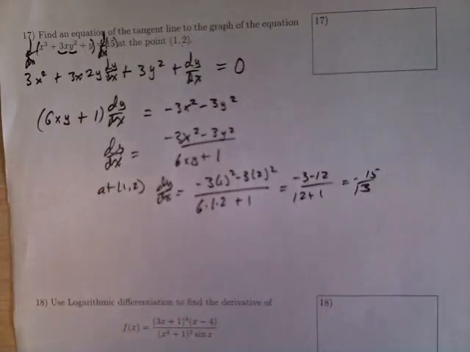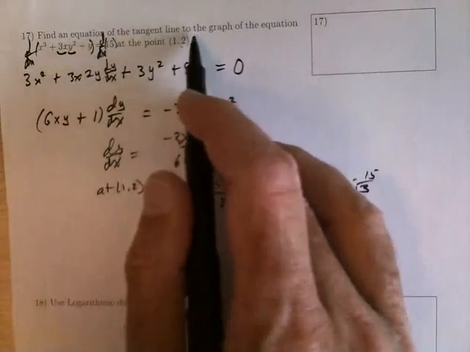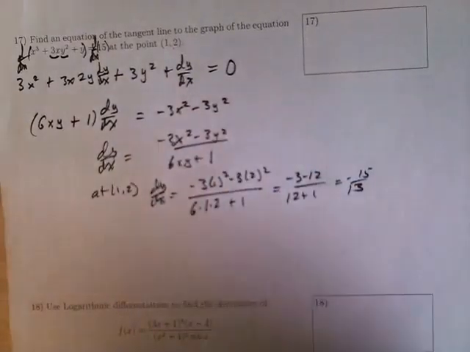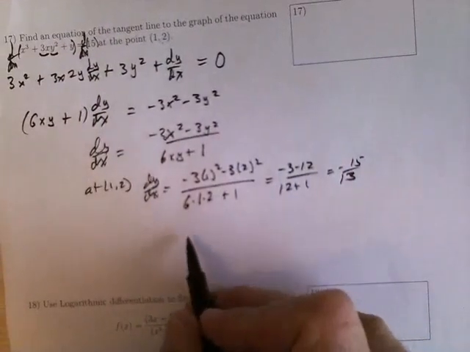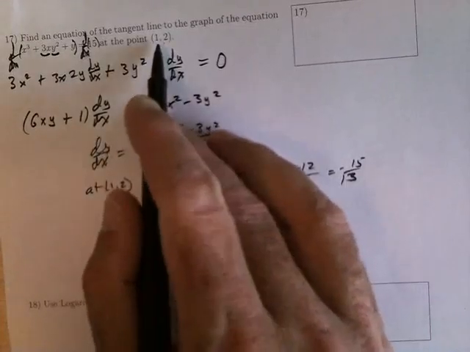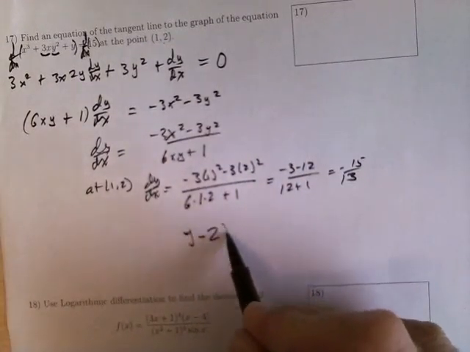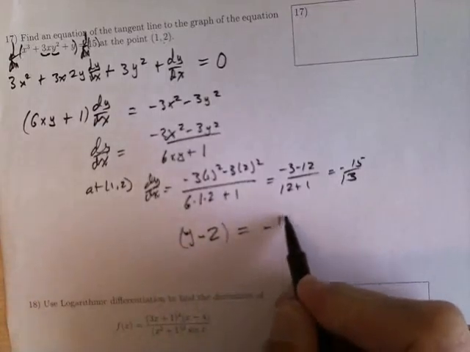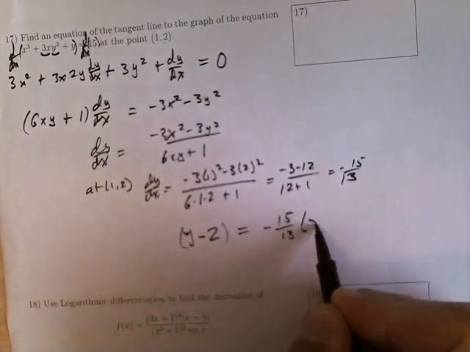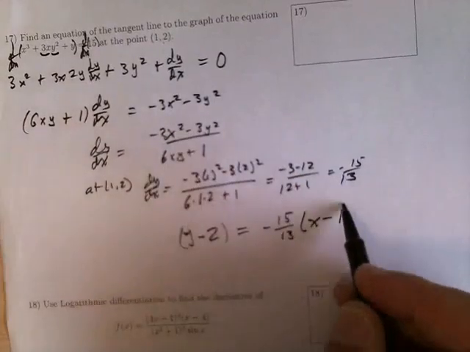That's the slope. I want the equation of the tangent line, right? Some people got this far and just gave me the slope. I didn't ask for the slope. I asked for the equation of the tangent line. Well, I know the line goes through the point (1, 2), and I know it has this slope. So y minus 2 equals the slope times x minus the x coordinate.